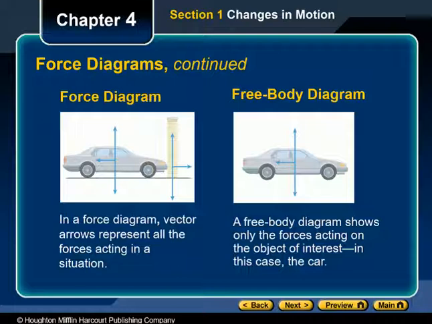Figure B on the screen here is a free body diagram. This diagram represents the same collision that the force diagram A, also on the screen, does, but shows only the car and the forces acting on the car. The forces exerted by the car on other objects are not included in the free body diagram because they do not affect the motion of the car. A free body diagram is used to analyze only the forces affecting the motion of a single object.